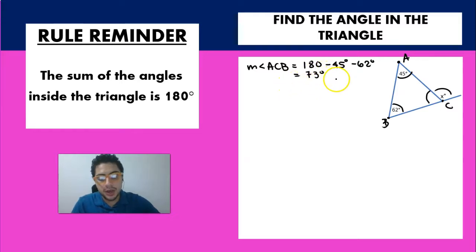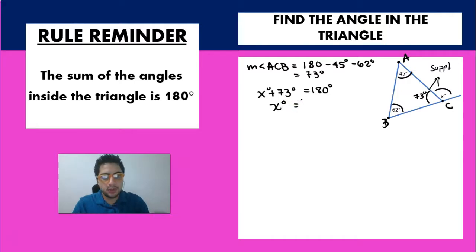Now, what we also know is that this angle right here, being 73 degrees, is going to be supplementary with this one, right? So these two are supplementary, which means that the value of x plus 73 degrees is going to give us 180 degrees. So that means that x is going to be 180 minus 73 degrees, which is an angle of 107 degrees.